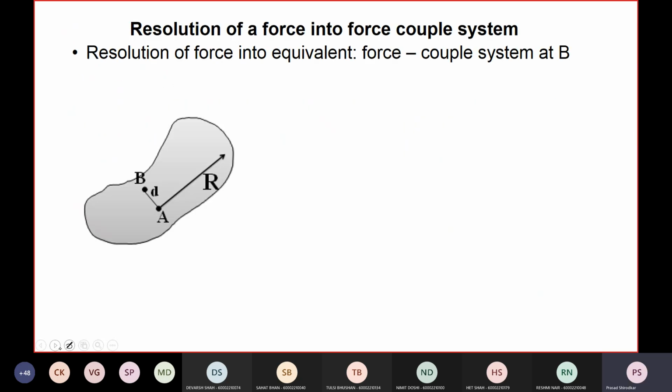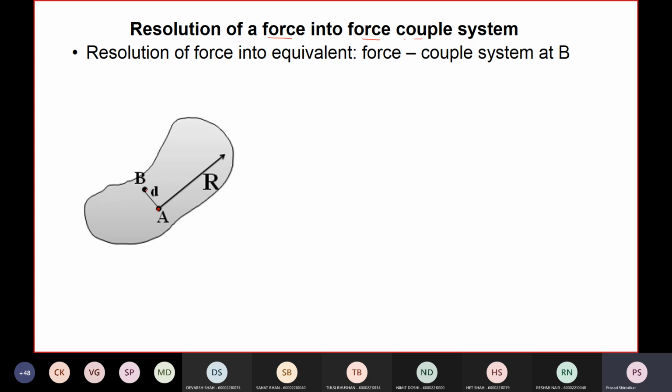So now we'll have to understand one more concept, that is resolution of force. You have studied resolution of force in x and y direction. Now we will study resolution of force into a force couple system. Suppose there is this force R acting at point A. Now you have to resolve this force into a force couple system at B.